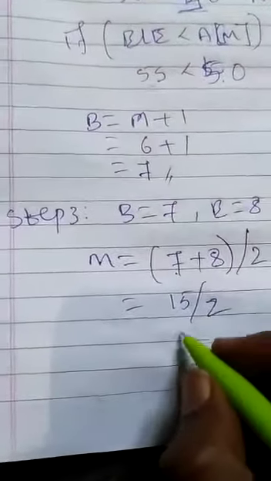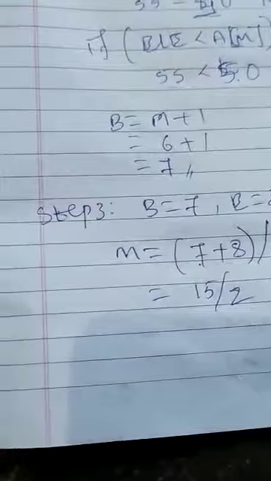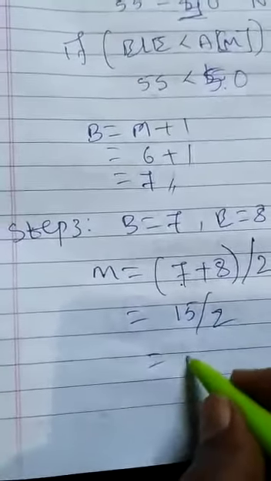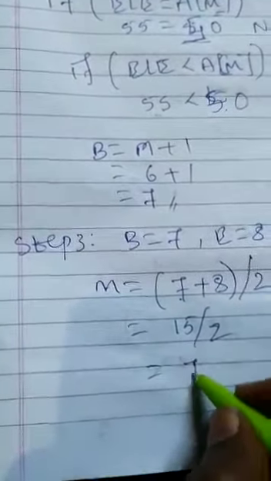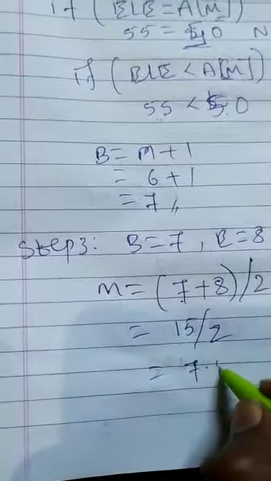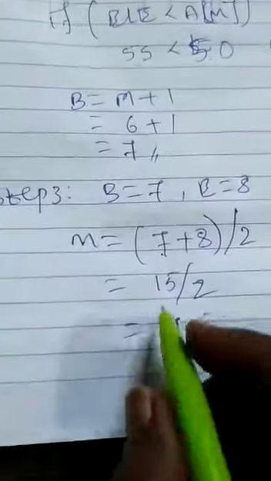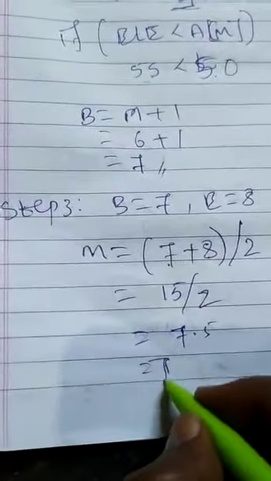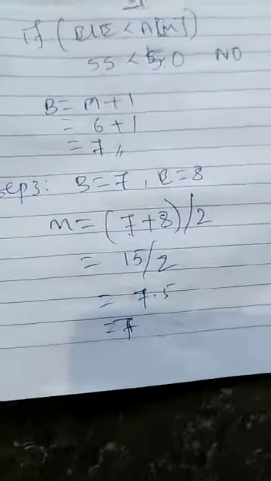What is the value of 15 by 2? 2 sevens are 14, so 7.5. Since 0.5 comes, we need to take 7. m is equal to 7, we need to consider. Now beginning is equal to what?